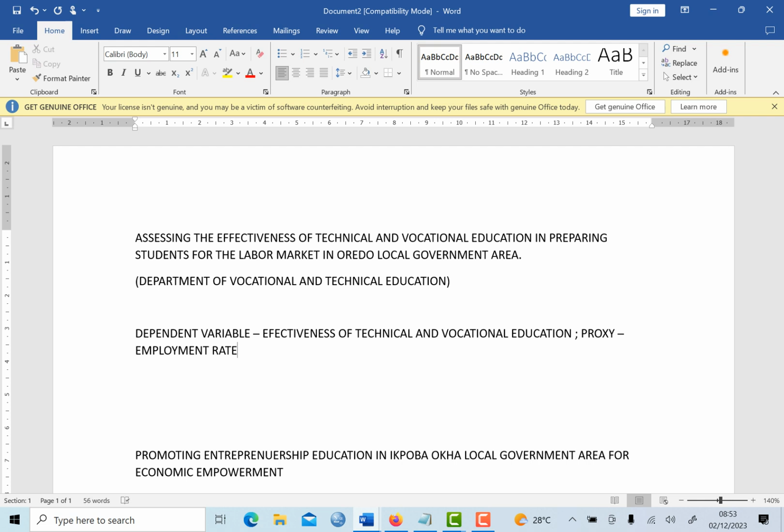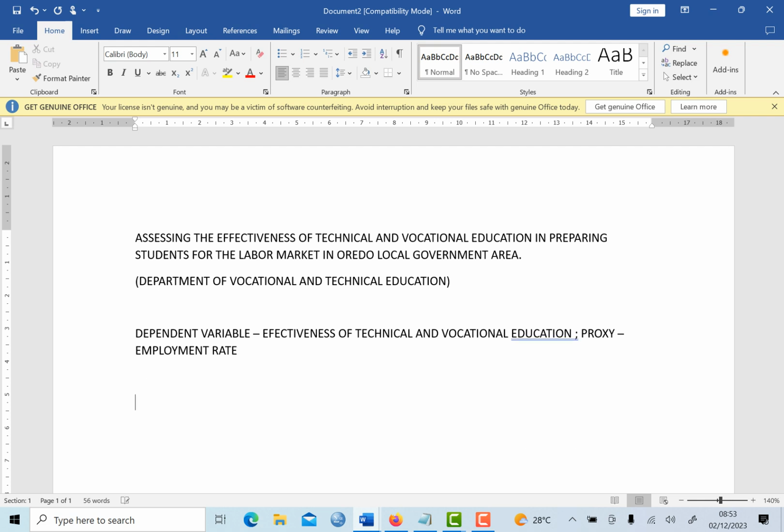That is the level of employment of those students. If the VTE education is effective, definitely they should be employed. Am I communicating? So then the independent variables here will be various factors that can affect their effectiveness. So one of these various factors is the quality of what? The quality of the vocational and technical education.